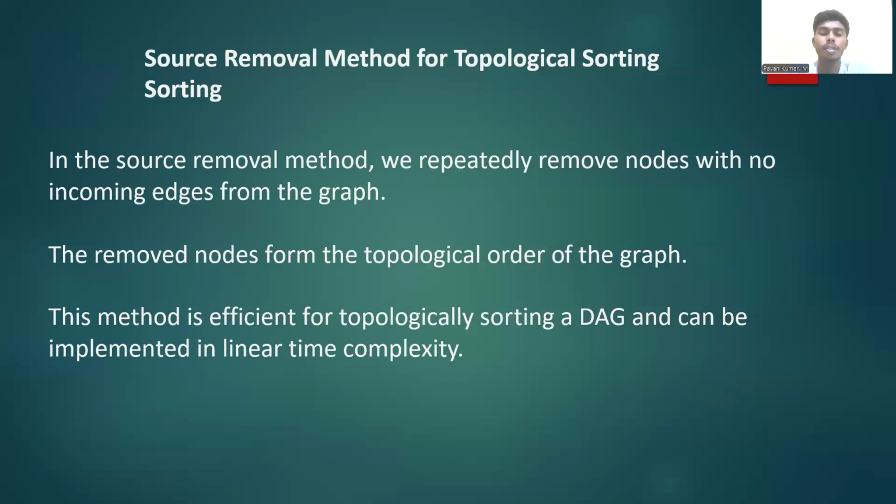Source removal method for topological sorting. In the source removal method, we repeatedly remove nodes with no incoming edges from the graph. Those removed nodes form the topological order of the graph. This method is sufficient for topologically sorting a DAG and can be implemented in linear time complexity.